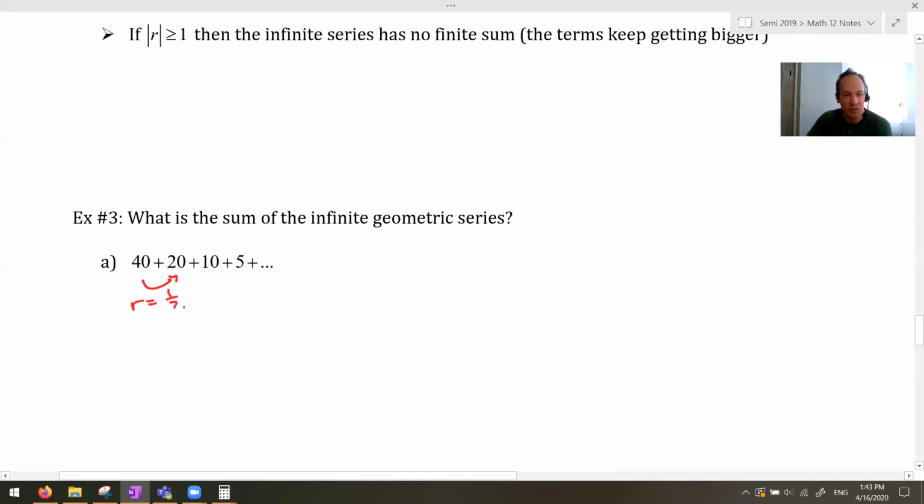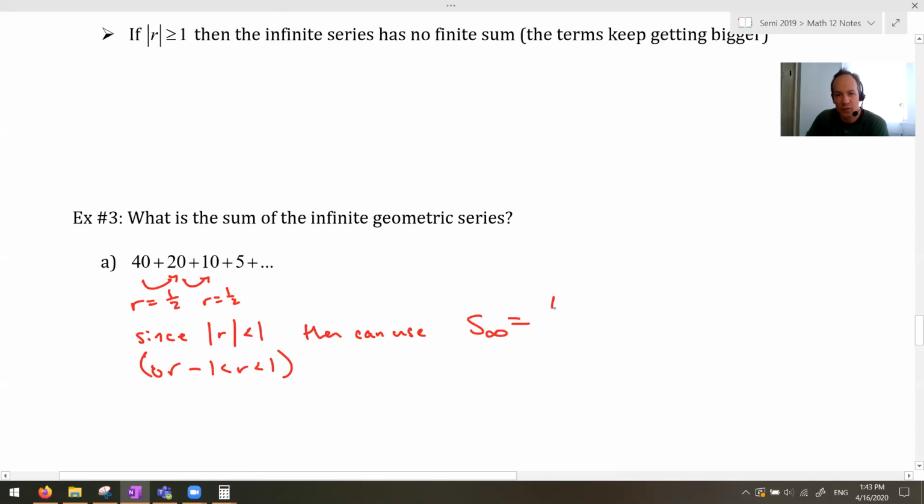Is this even possible? We can see r is equal to a half and a half and a half. So since the size of r is less than 1, I'm using absolute values because it's a little simpler than writing it like this every time, but it means the same thing. Then you can use the sum of infinite terms formula. So this is a really simple formula here, and it's quite amazing how it works.